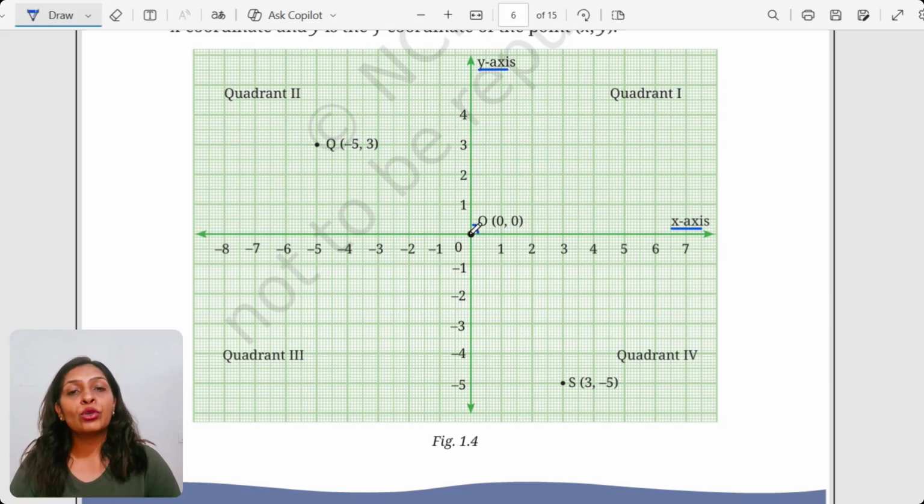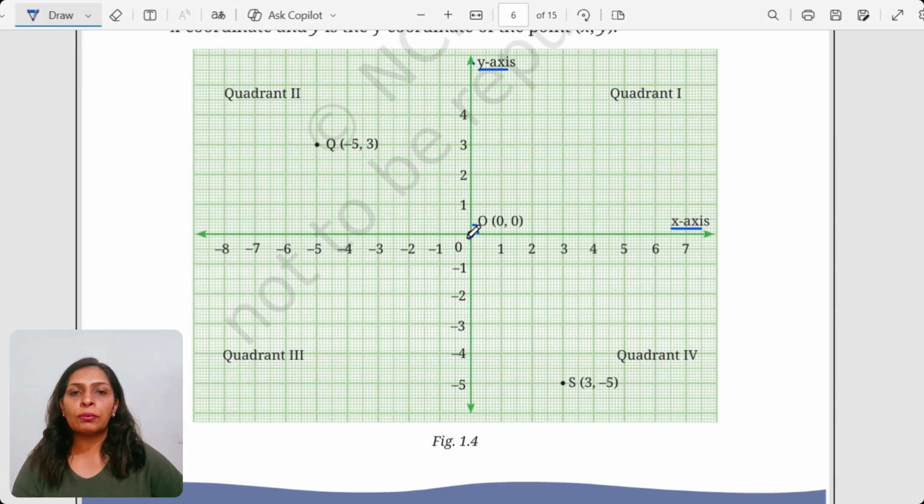Then, if we go towards the upward direction, now this is the y-axis. You can see my cursor moving. So this is the y-axis. In the upward direction, we have all the positive numbers. And when we go downward, it is all the negative numbers. Do you observe that they are meeting at one particular point, right?